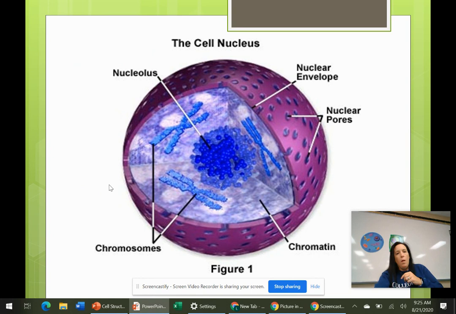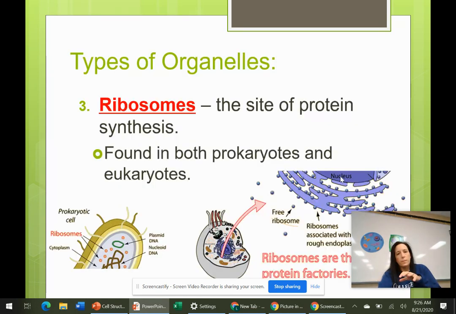So here's a picture of a cell nucleus. You see the chromosomes, and they're going to become really important in biology later. You see chromatin, and those are just free floating. But that's a picture of the nucleus. There are nuclear pores. Things do have to come in and out of the nucleus, but it's restricted access.